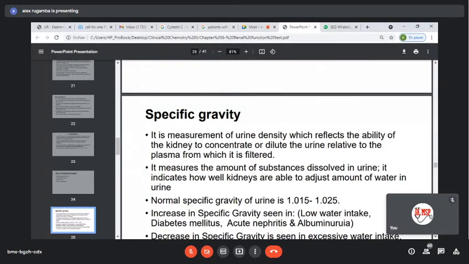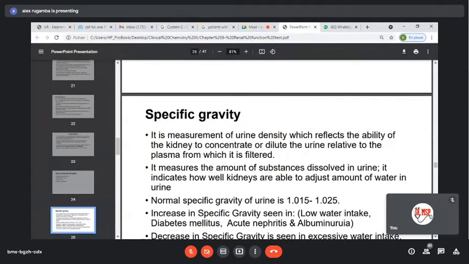So the specific gravity is the measurement of urine density, which reflects the ability of the kidney to concentrate or to dilute urine relative to the plasma from which it is filtered. It measures the amount of substance dissolved in the urine. It indicates how well the kidneys are able to adjust the amount of water in the urine. I will give you an example of how this is done.